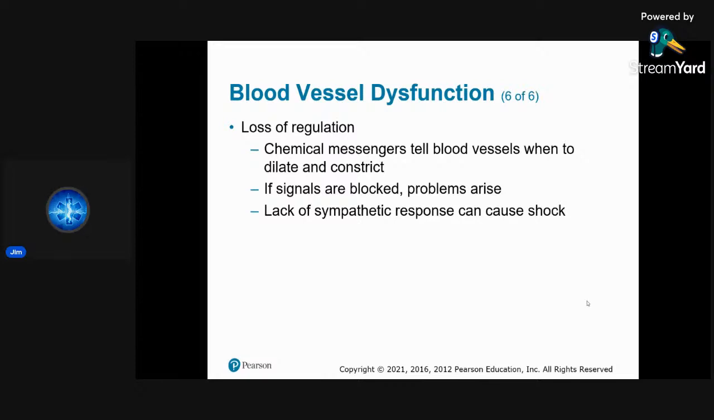We can also have a loss of regulation. Chemical messengers tell the vessels when to dilate and when to constrict. If for some reason the signal gets blocked, like with trauma or infection, problems can arise. Maybe your pressure is dropping and it doesn't get the signal to constrict, so it just stays the same, and your blood pressure will keep dropping. Lack of sympathetic response can cause shock.